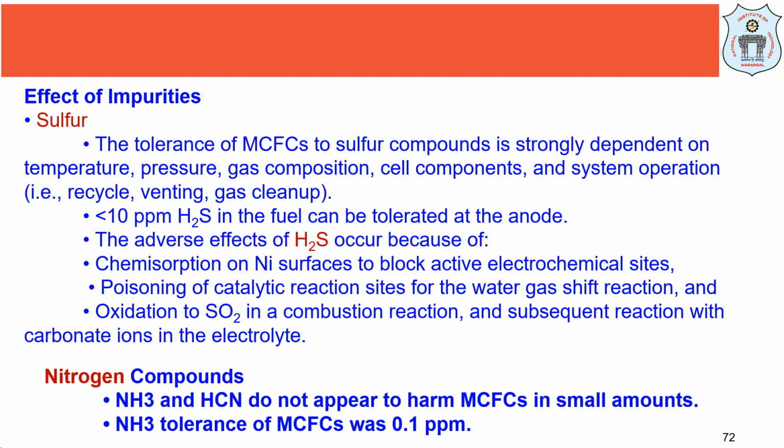If nitrogen compounds are present in the system, ammonia and HCN do not appear to harm molten carbonate fuel cells in small amounts. However, the ammonia tolerance of a molten carbonate fuel cell is reported to be 0.1 ppm. So it should not be greater than 0.1 ppm. Ammonia should not be formed in the system. That we have to ensure.